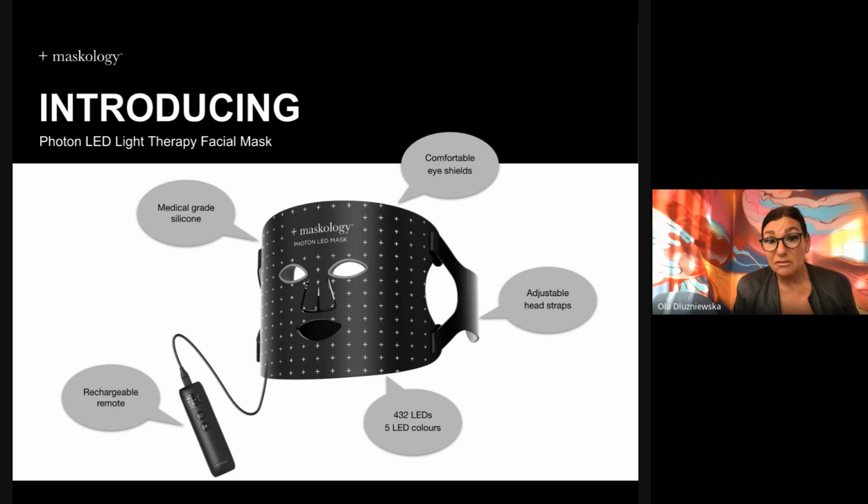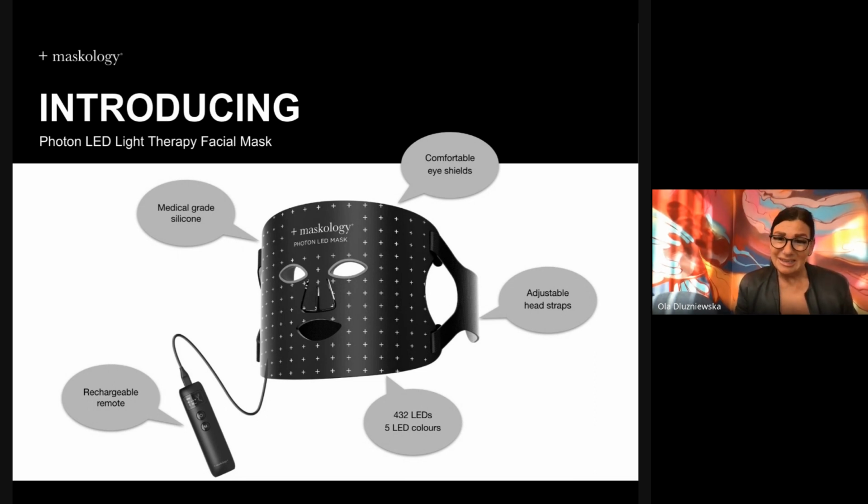It comes with comfortable eye shields because obviously it's light therapy, and we need to protect the eyes. It also comes with adjustable Velcro head straps and a rechargeable remote hand controller. That's very, very key. Basically, we have 64% more LED bulbs in our face mask than a lot of our competitors. You'll see this little total at the bottom here, 432 LEDs. This is because we have 108 bulbs, but each bulb has 4 lights attached to it. So we are now able to provide maximum intensity on the surface of the skin.